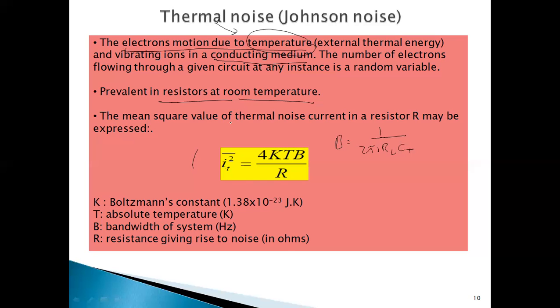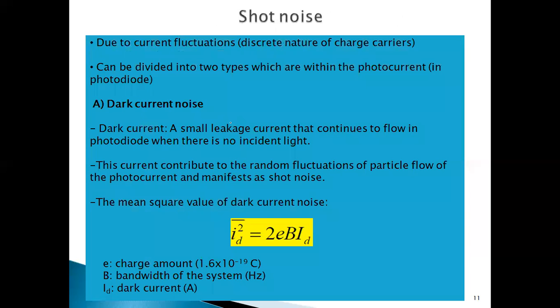The second type of noise is shot noise, which is due to current fluctuation related to the charge carriers, the electrons and holes. It can be divided into two types within the photocurrent. The first one is what we call dark current noise.